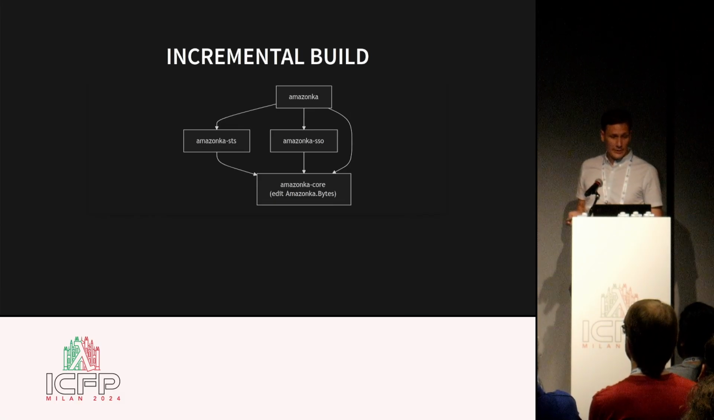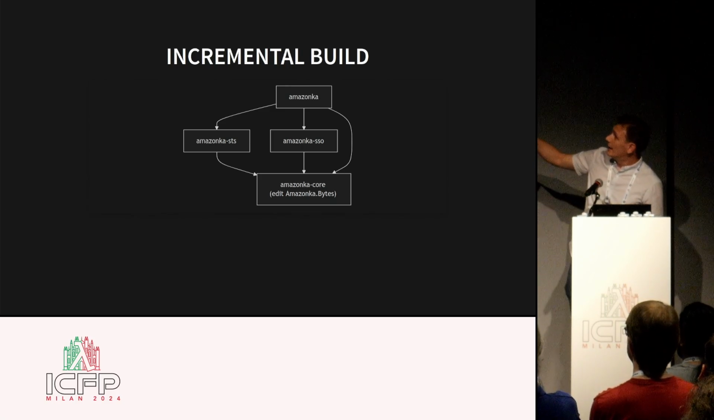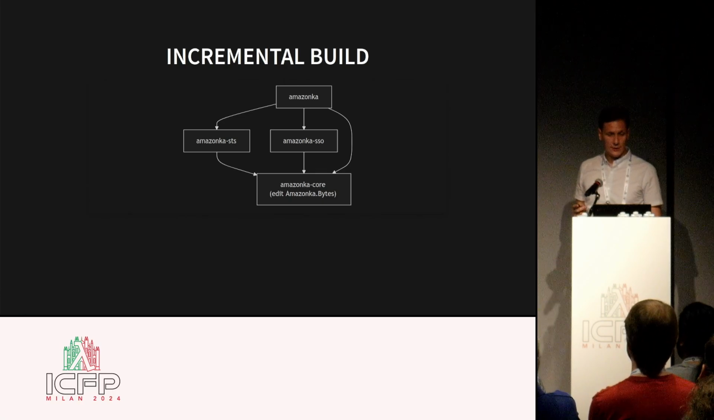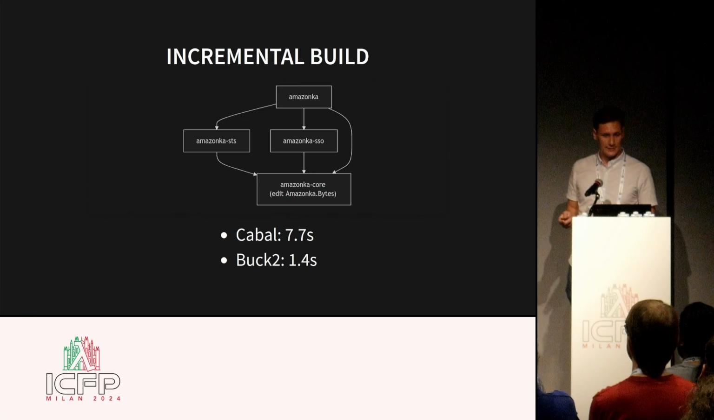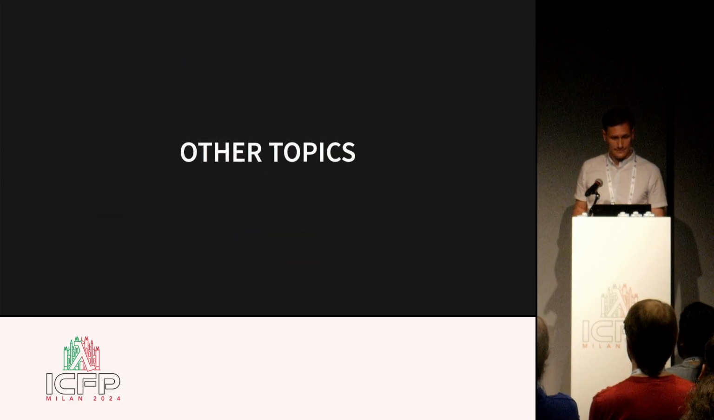For an incremental build, if I make a change to a module that is not an ABI changing change, then Cabal takes 7 seconds and Buck2 takes just 1 second in this case. So yeah, some good benefits.